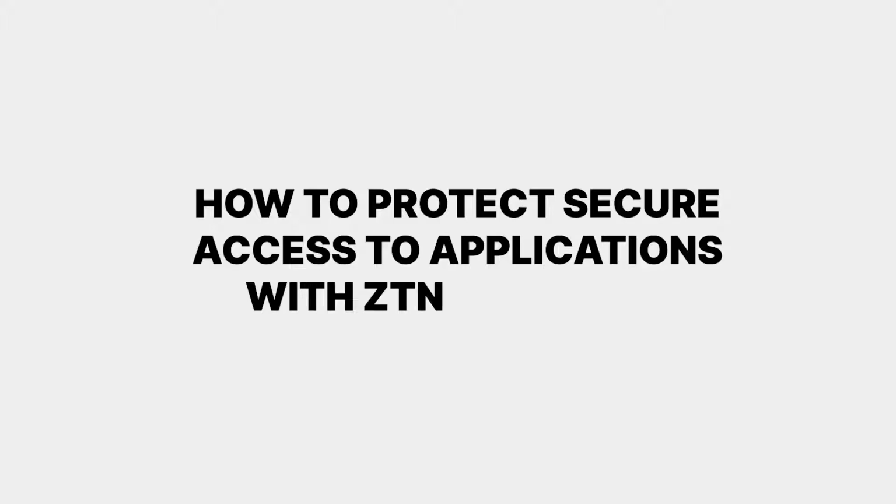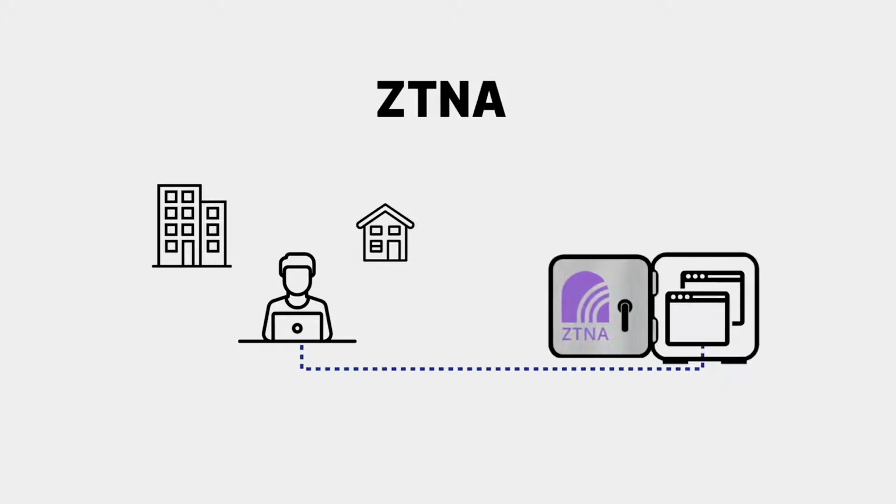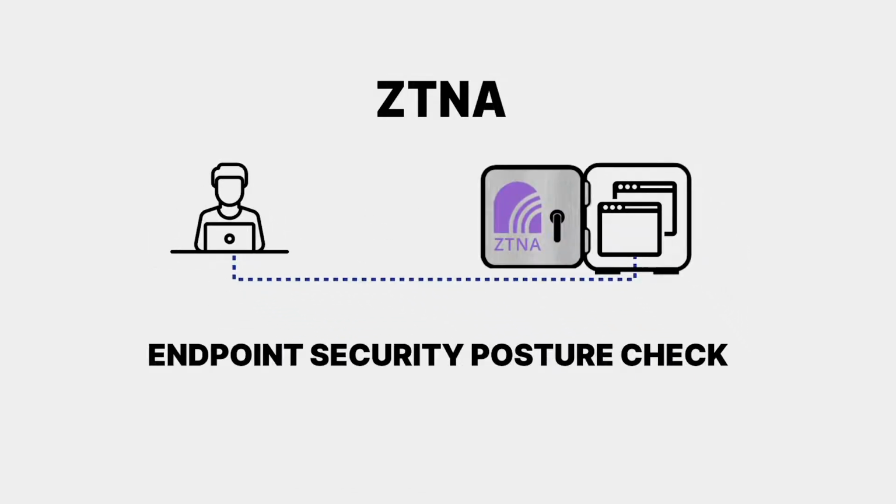In this video, we'll look at how to protect secure access to applications with Zero Trust Network Access, or ZTNA posture. With ZTNA, local network and remote users are granted access with secure, end-to-end encryption to specific applications rather than all the resources on the network. The Endpoint Security Posture Check is a continuous check for security-related device data.